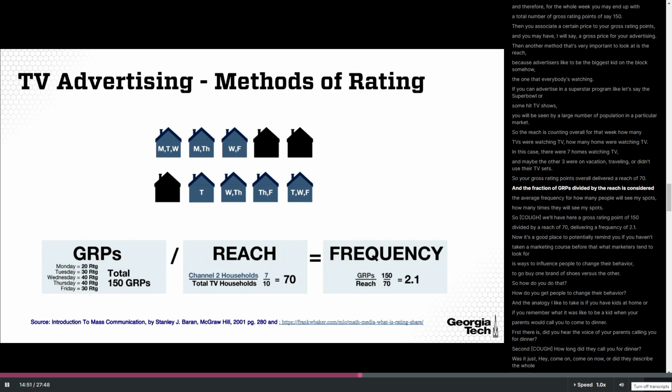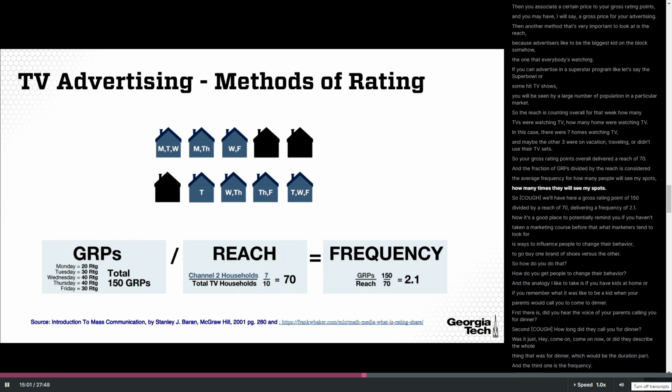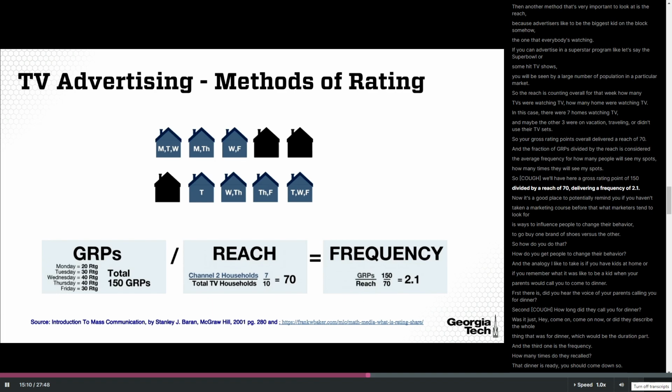And the fraction of GRPs divided by the reach is considered the average frequency for how many people will see my spots, how many times they will see my spots. So we'll have here a gross rating point of 150 divided by a reach of 70, delivering a frequency of 2.1.